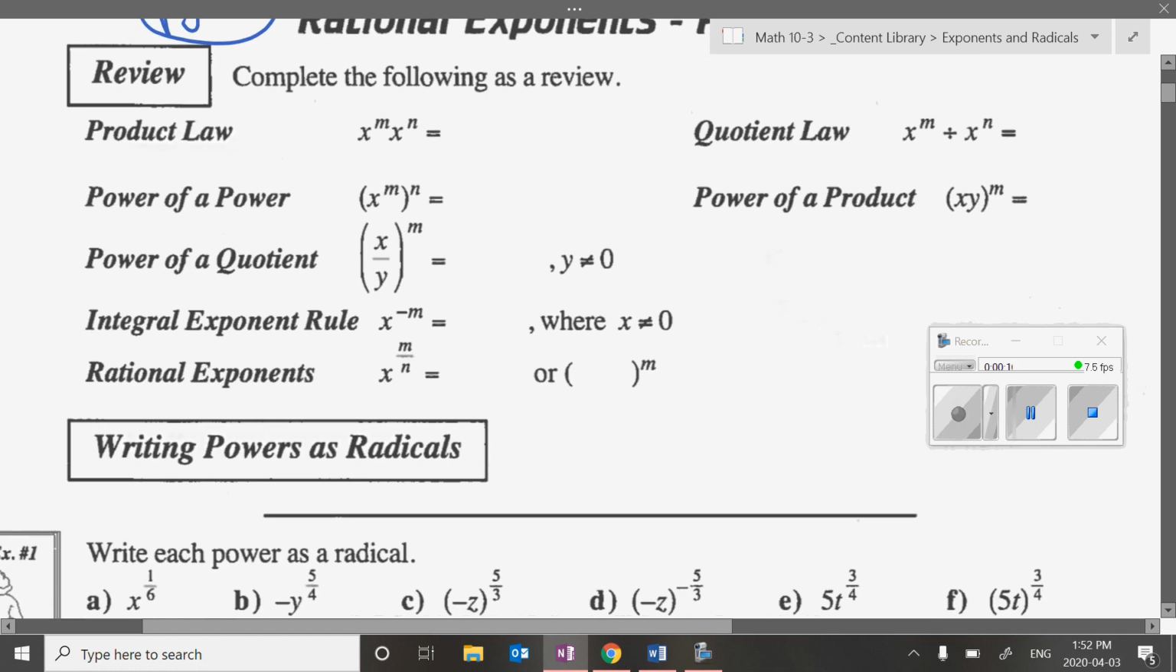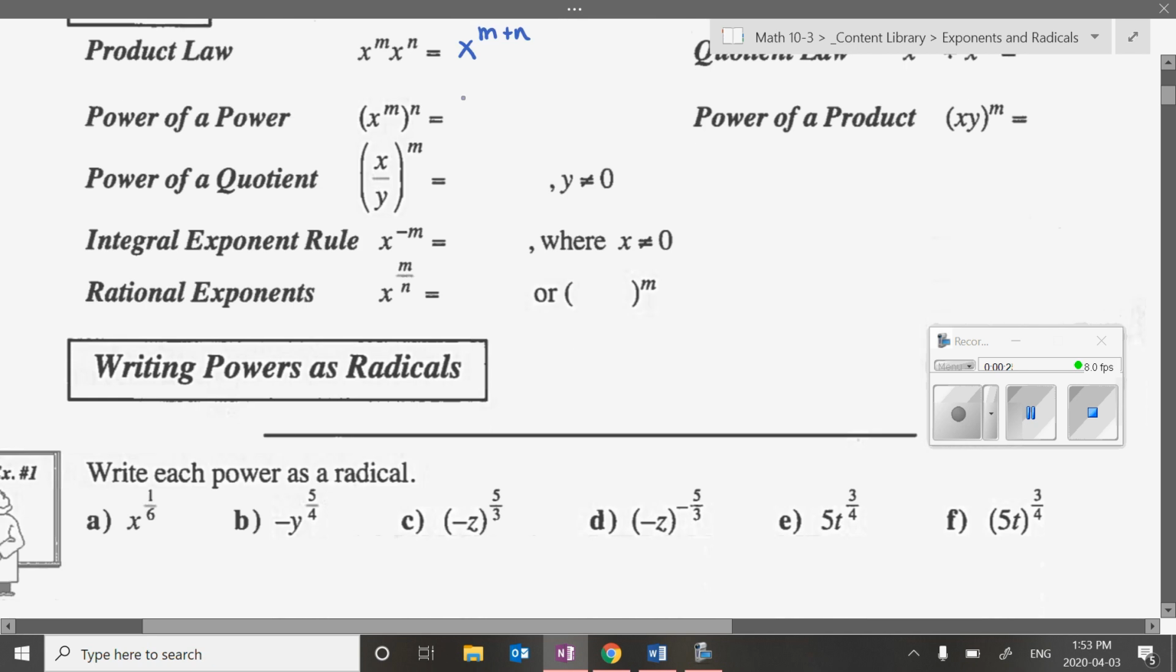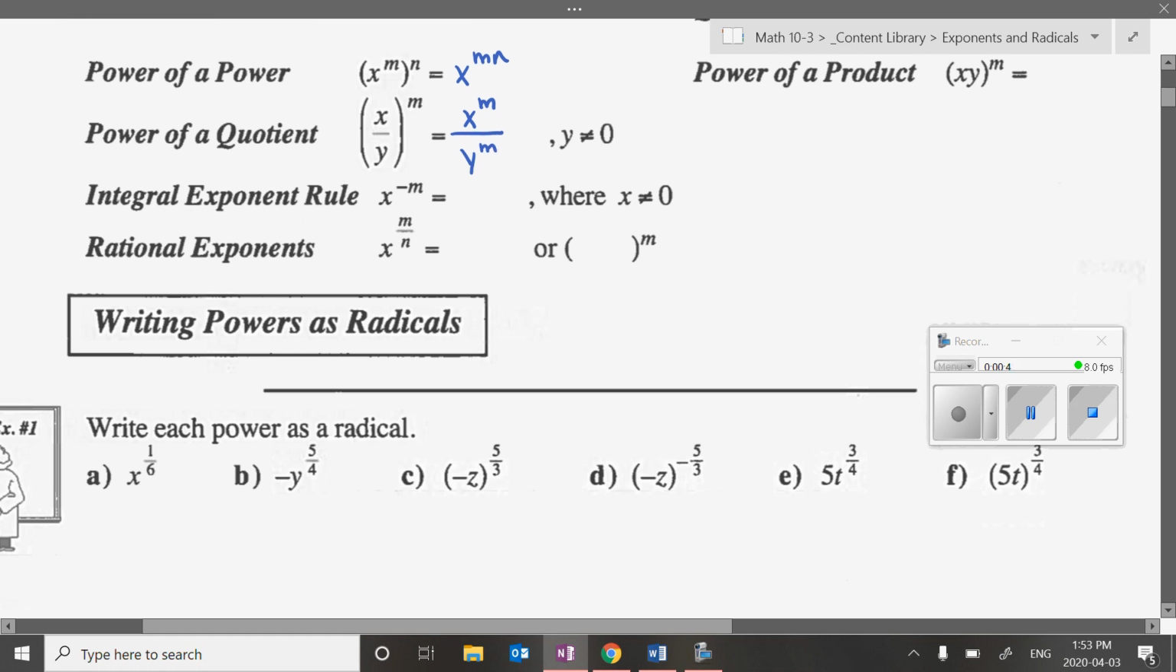So our product law, when we're multiplying two powers with the same base, I can add the exponents. Power of a power, so when there's that lovely bracket in between, we can multiply. Power of a quotient, you won't use a lot, but you can distribute that exponent to both terms in your numerator and your denominator. Integral exponents, this is where we can then move it to make sure our exponent is positive, so in this example we'll move it to be in our denominator.